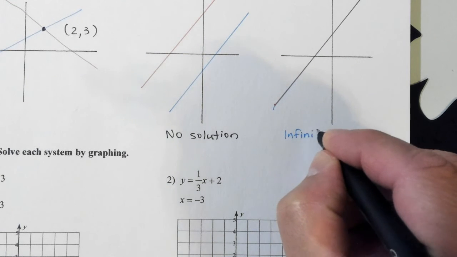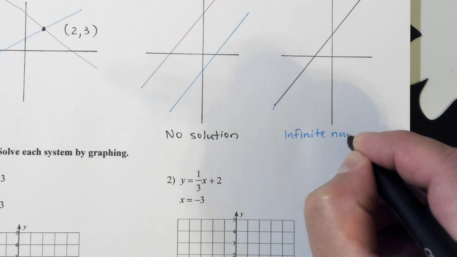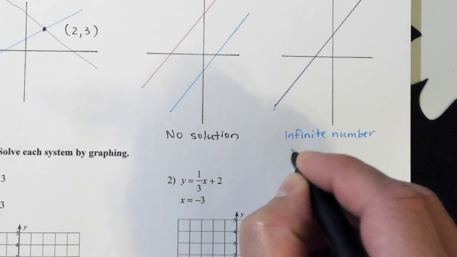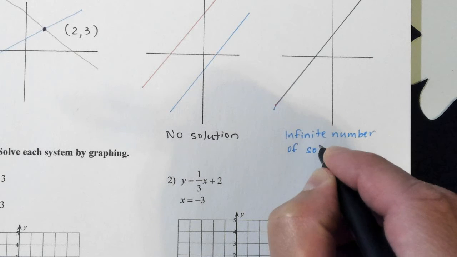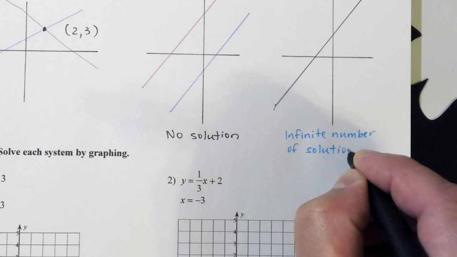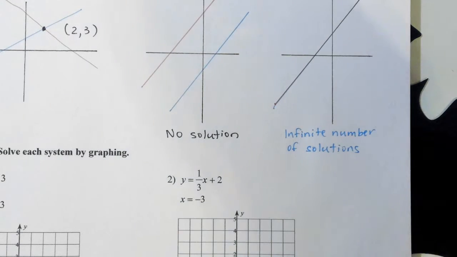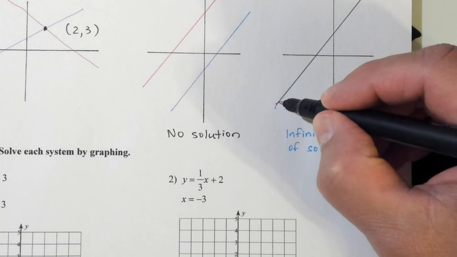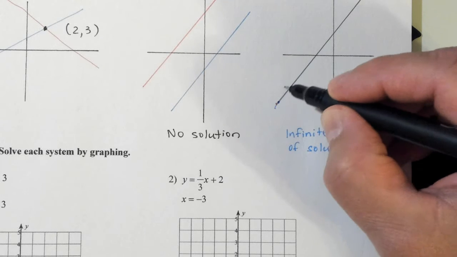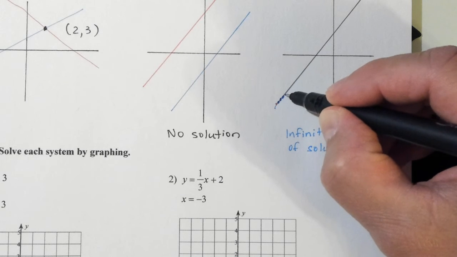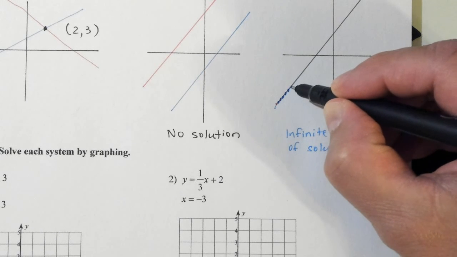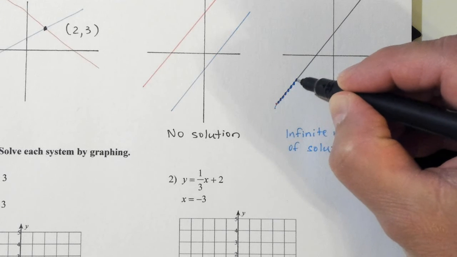Infinite number of solutions. Because remember, solutions is where the two functions cross, or what points they have in common, and this particular pair of lines, they cross everywhere. Every point they have in common.